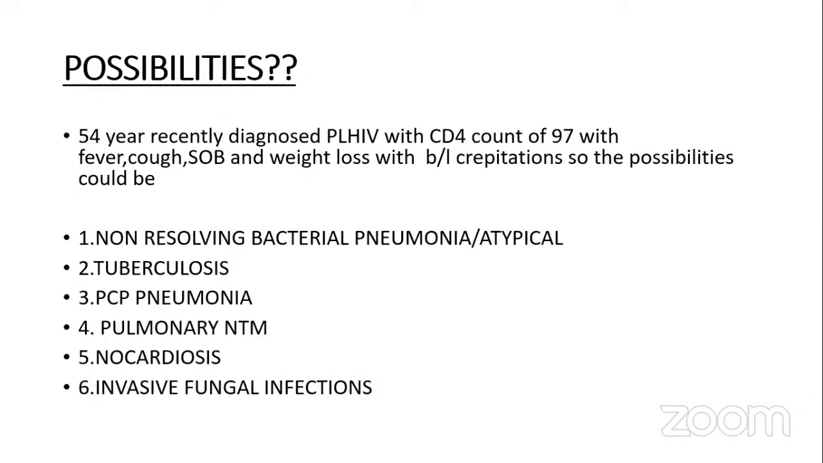So possibilities: there is a 54-year-old recently diagnosed PLHIV with CD4 count of 97 with fever, cough, SOB and weight loss. All 4 symptoms of TB were present with bilateral crepitations. The most common possibilities we kept were non-resolving bacterial pneumonia or atypical pneumonia, tuberculosis, PCP pneumonia, NTM, nocardiosis, and invasive fungal infection.